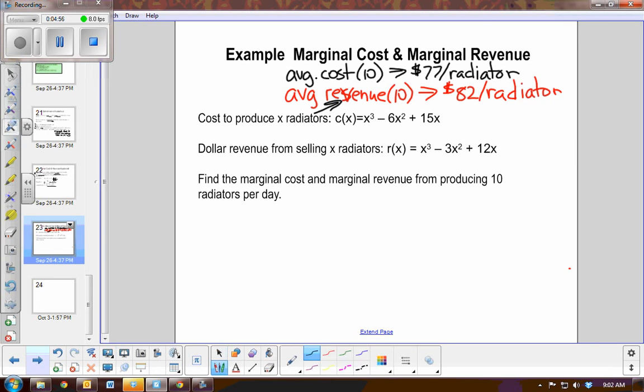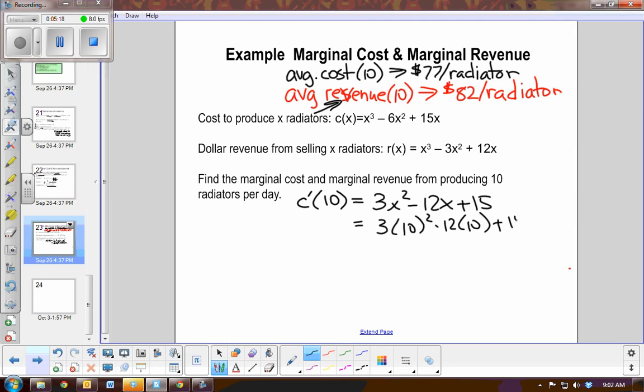so we're going to look at the derivative. What is the marginal cost? So what would be the derivative at 10? What's the rate of change to make one more? So we know the derivative function would be 3x squared minus 12x plus 15. And then if I substitute 10 into the function, this will be the rate of change. So the answer is $195. So that would be the cost of producing one more radiator. So this is the cost to produce one more radiator.